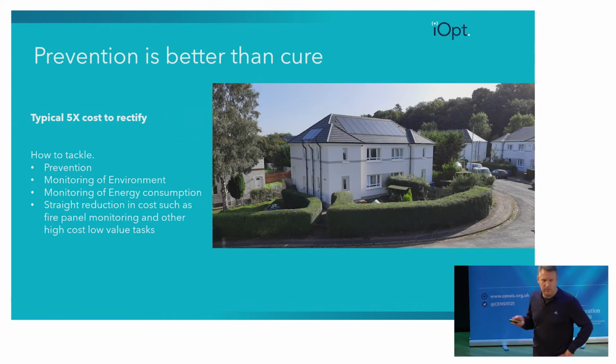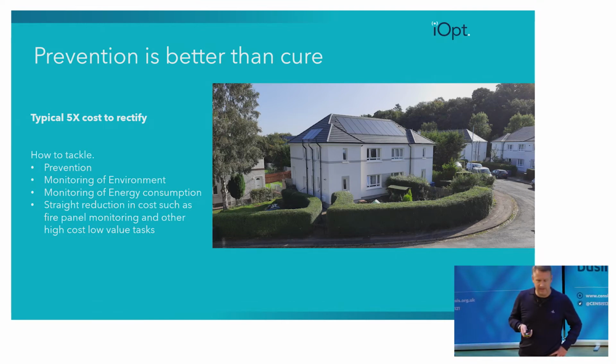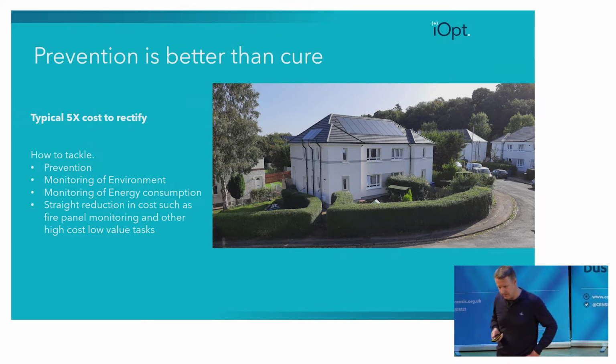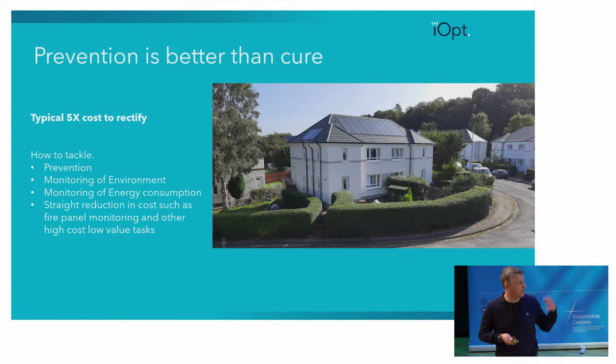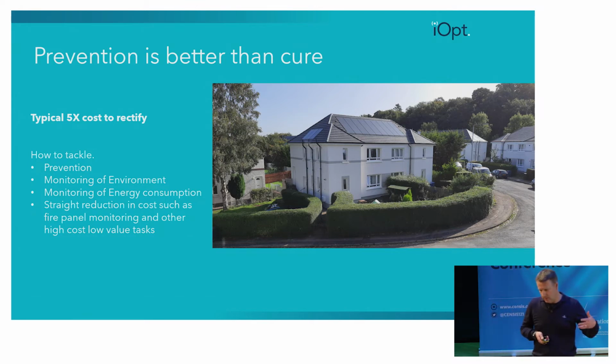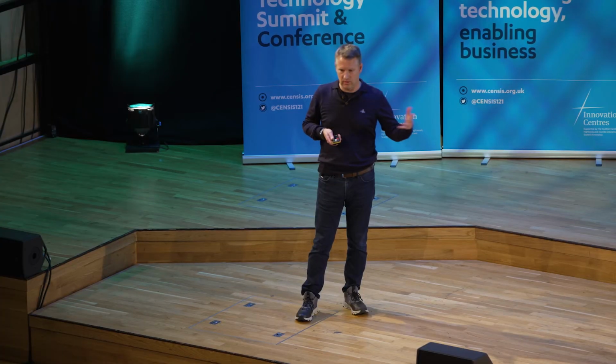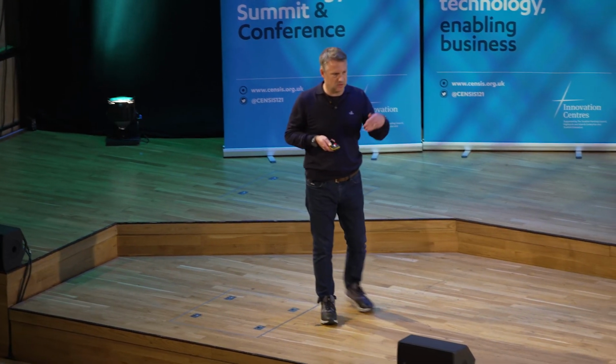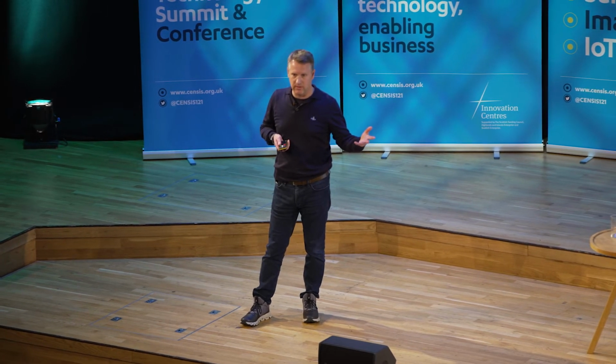So I think we probably all understand that prevention is better than cure. So how do you prevent all of these kind of things happening in the first place? Well, start with the basics. Monitor the environment within, monitor the energy usage of the home, and try and get in there before you get to not the point of no return, but the point where it's going to cost you 5 times more to rectify. So, improving ventilation might cost you a couple of £100.